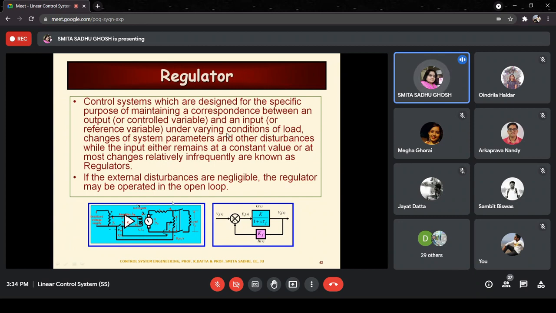Okay, so if the external disturbances that are affecting the system, the regulator system, are negligible, the regulator may be operated in the open loop. What is being said is that if there is no reason why the output changes, meaning the external disturbances are negligible, nothing is adversely affecting your output. In that case, naturally, feedback is not required. You can also have the system operating in the open loop. However, this is a utopian situation. Utopian meaning that it is almost never going to be the case that there are no external disturbances.